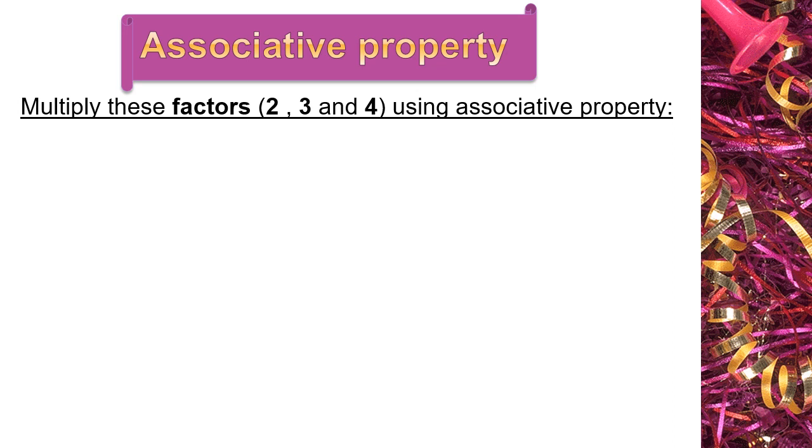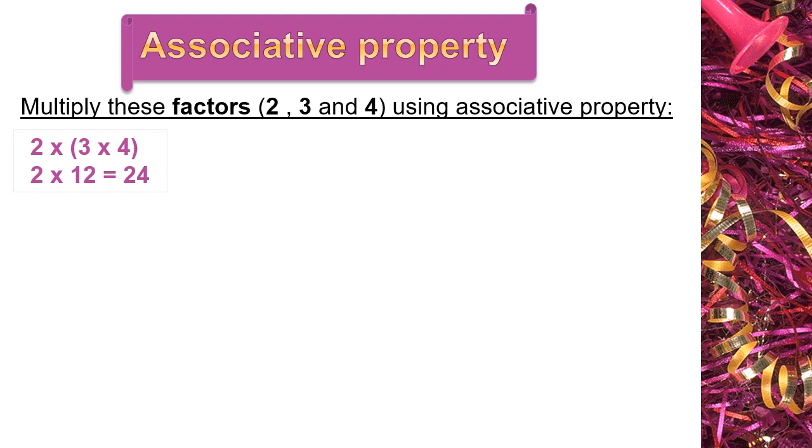How can I multiply them, 2, 3, and 4, using associative property? Like this. Here I have 3 factors. I can't multiply all of them together in one step. So what should I do? I will take 2 of them and put them between 2 brackets and then multiply the third.